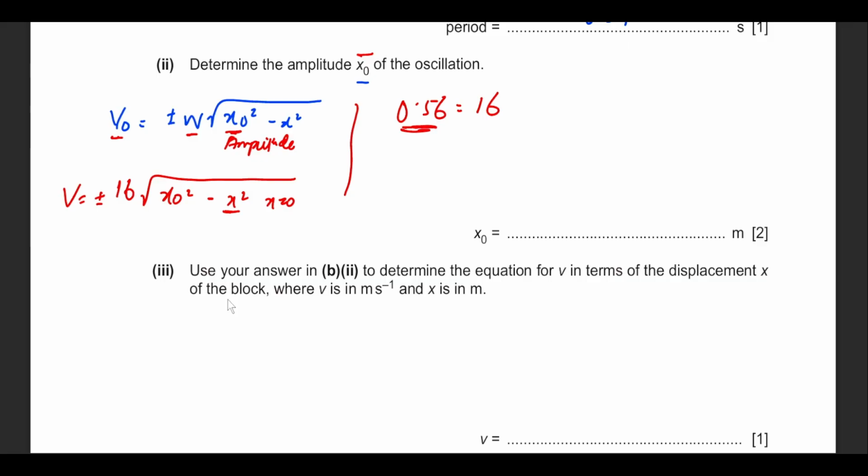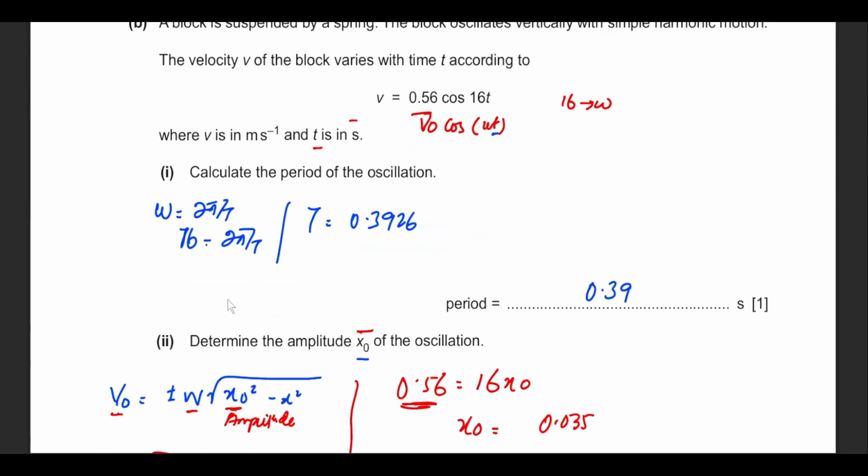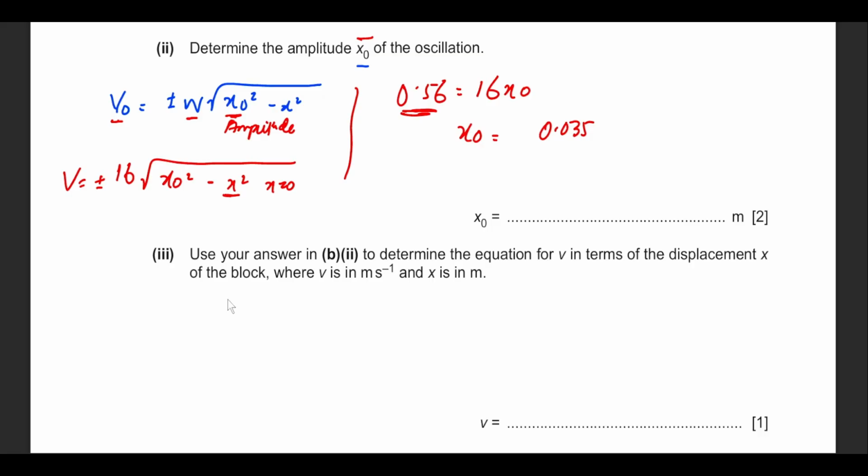Why? Because at that moment exactly, there is effectively no restoring force responsible for bringing it back, which is why the speed is maximum in that situation. So 16 x naught will be equal to 0.035 meters. Okay, so this is 0.035.